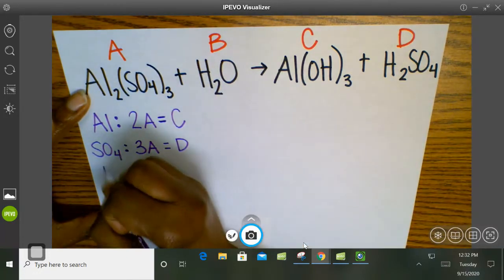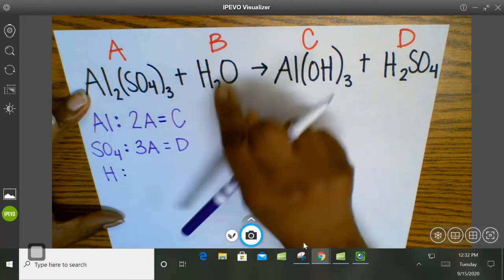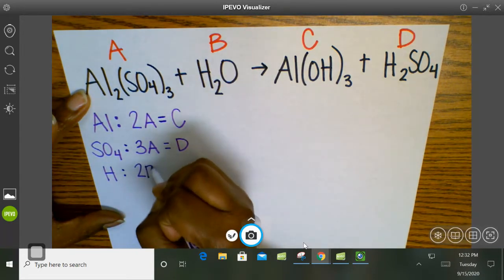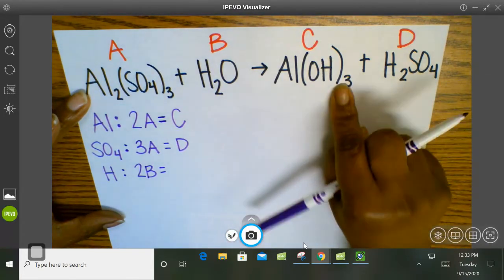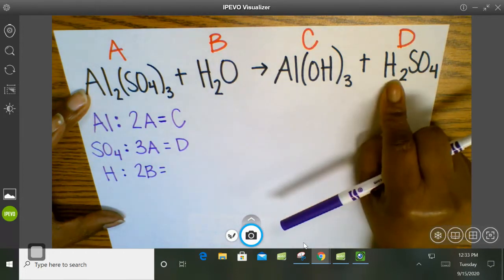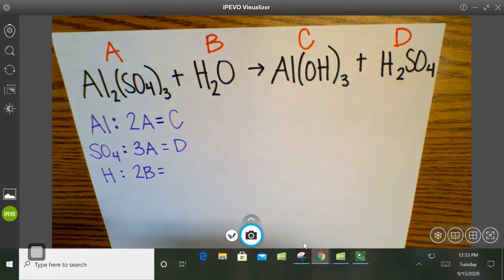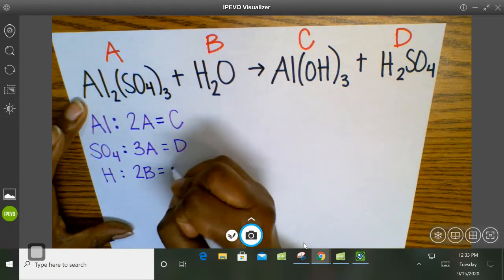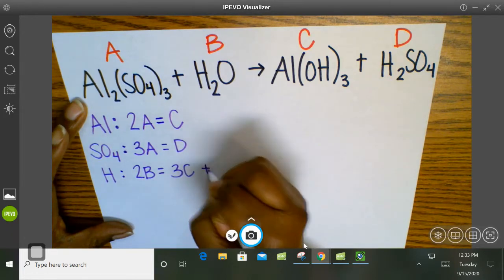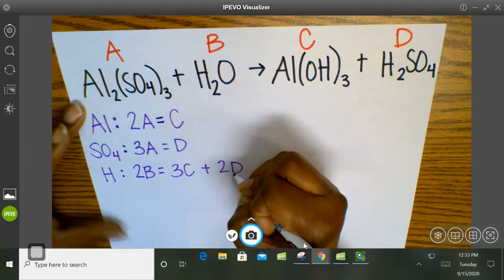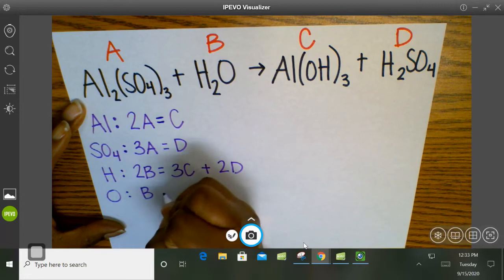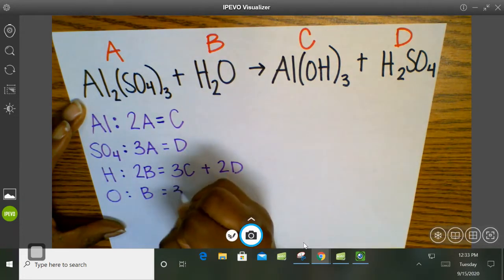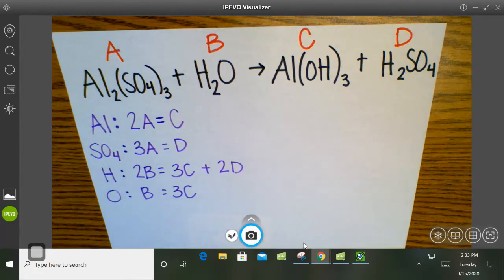Now I'm going to move on to the hydrogen. I have 2 under B, so it's going to be 2B equals, now look at the product side. I have 3 hydrogens under C, 2 hydrogens under D. I'm not going to combine them, but I am going to add them together. Let me show you what I'm talking about. 3C plus 2D. And then last, I have my oxygen. That's 1 under B, and then it's 3 under C. 3C.